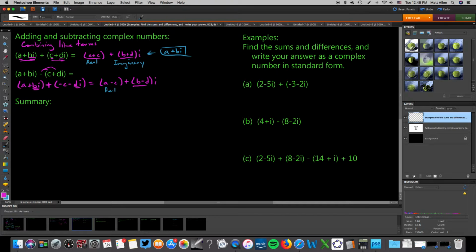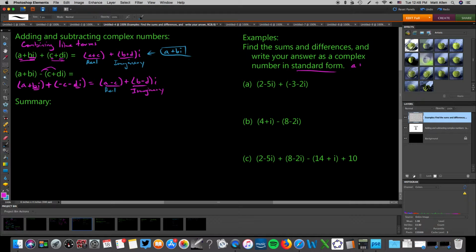So if you want to put it into context, what we're really doing is just subtracting the real parts and the imaginary parts respectively here. And so in summary, we're just going to combine like terms, and we're going to add real parts with real parts and imaginary parts with imaginary parts. So I think it's really useful to see and practice here, but it says find the sums and differences and write your answers as complex numbers in standard form.